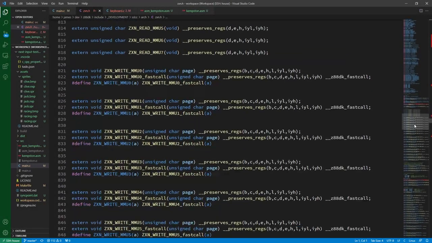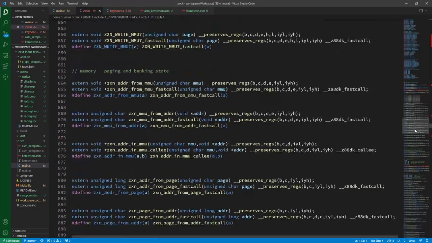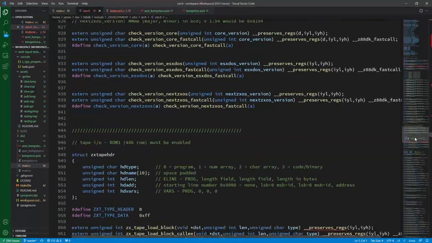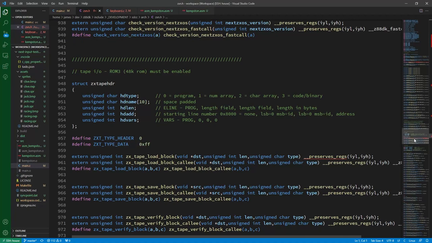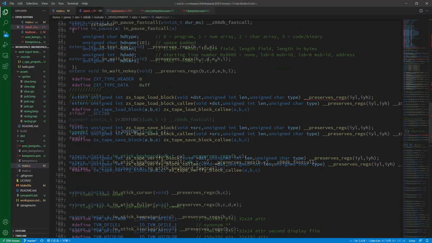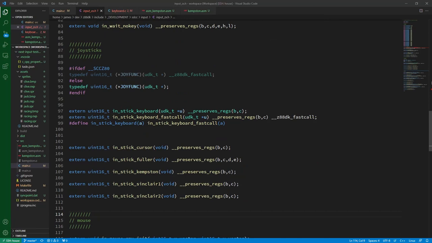Communicating with the first joystick is easy. Z88DK has routines for it. The only difficult part is knowing what the functions are called. They're not listed, but if you've used Z88DK for a bit, you've probably got quite good at searching through its files looking for stuff that's interesting. You'll find the joystick things. The Kempston one is called in_stick_kempston. There's also in_stick_sinclair1 and in_stick_sinclair2.